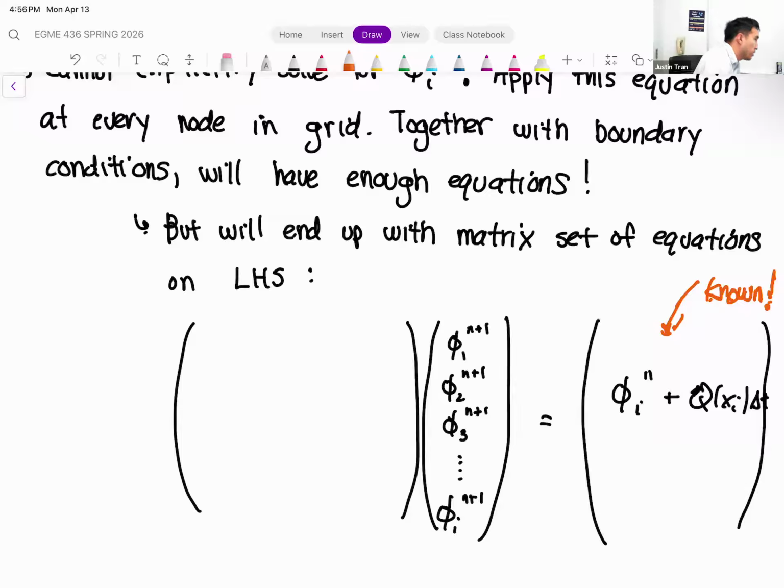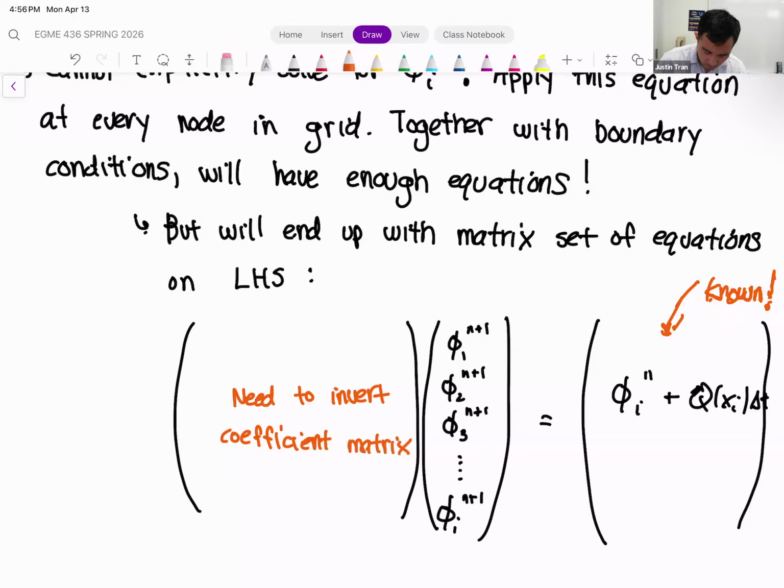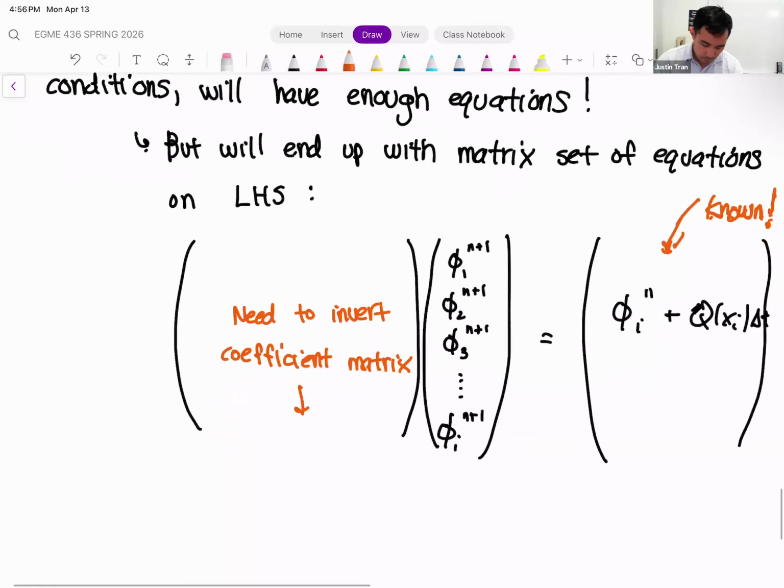We don't worry about the right-hand side. The right-hand side, we're going to get something that's known, right? But in order to solve for the vector on the left-hand side, we do have to invert the coefficient matrix. Which, for most practical purposes, you need either a calculator or MATLAB to do.